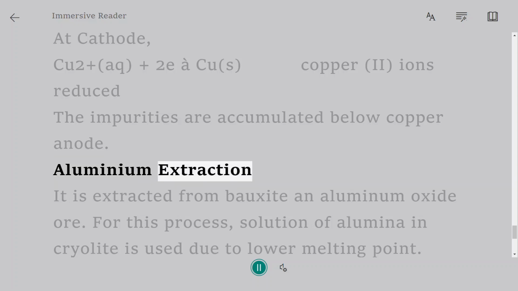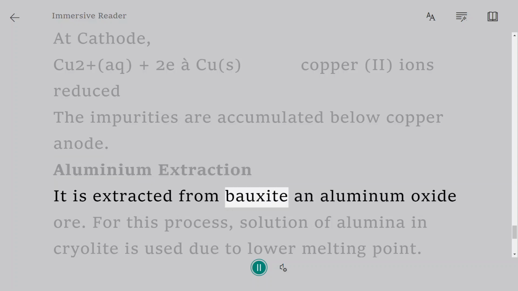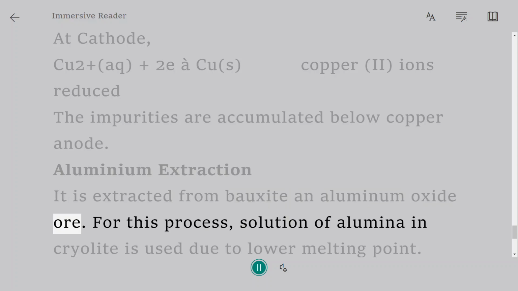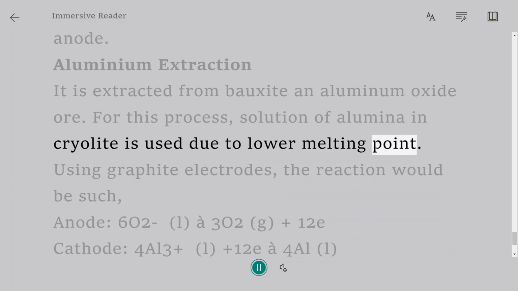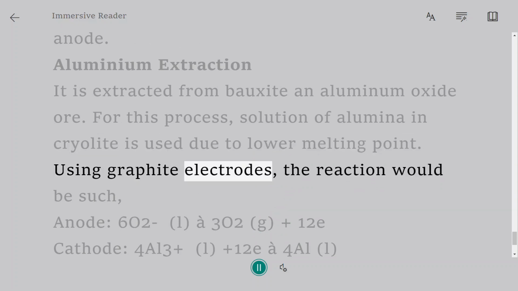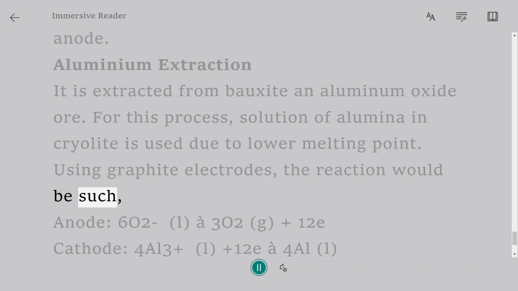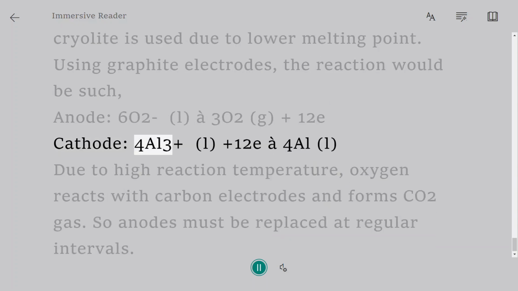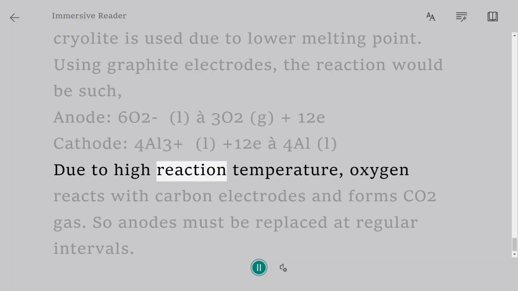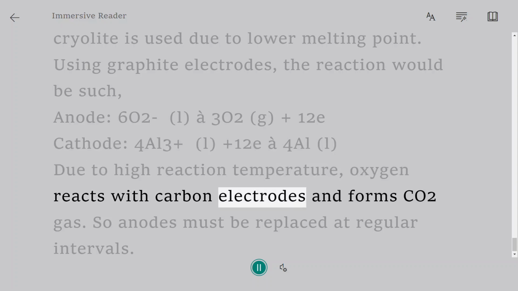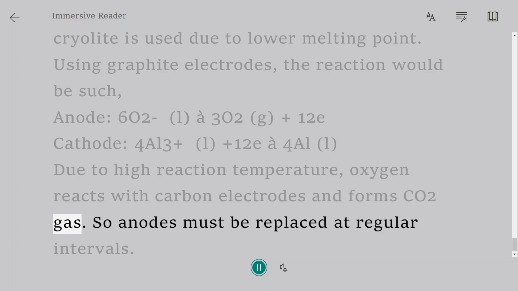Aluminium extraction. It is extracted from bauxite, an aluminium oxide ore. For this process, a solution of alumina in cryolite is used due to the lower melting point. Using graphite electrodes, the reaction would be: at the anode, 6O2-(l) → 3O2(g) + 12e-. At the cathode, 4Al3+(l) + 12e- → 4Al(l). Due to the high reaction temperature, oxygen reacts with the carbon electrodes and forms CO2 gas, so the anodes must be replaced at regular intervals.